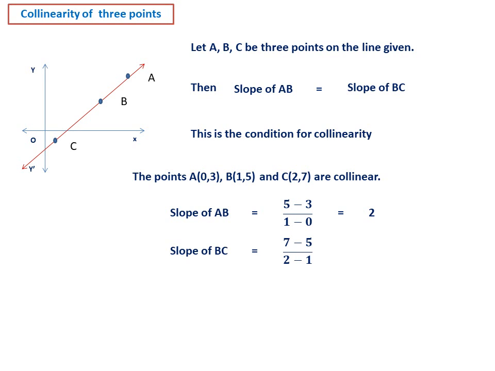Similarly, the slope of BC you find. So BC. So 7 minus 5, because y2 is 7 and y1 is 5. Then x2 is 2, x1 is 1. So 7 minus 5 by 2 minus 1. Once again it is 2. So since the slopes of AB and BC are the same, therefore all the 3 points must be collinear. So this implies A, B, C are collinear.